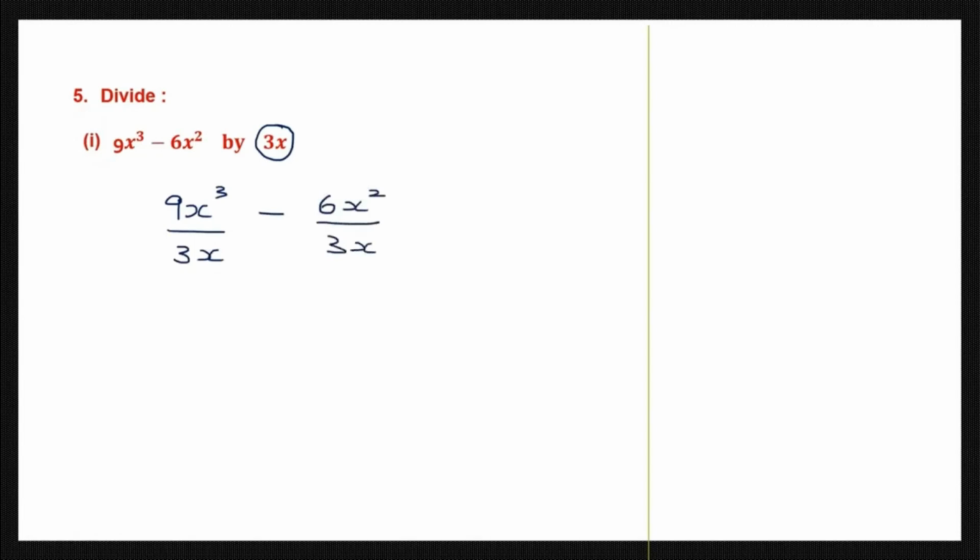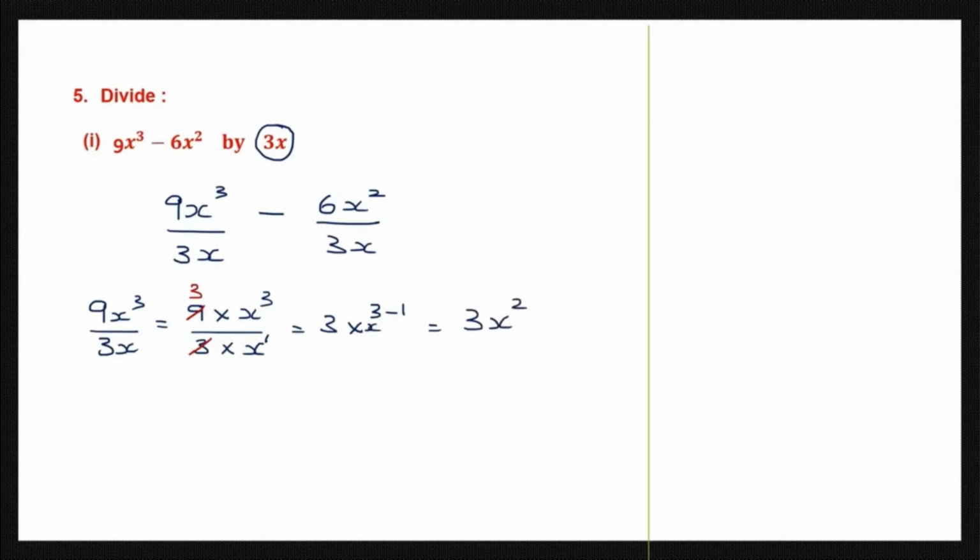So let's do the first portion, that is 9x to the power of 3 by 3x. Let's divide and see what we get. That will be 9 into x to the power of 3 by 3 into x. So cancel, 3 3s are 9. So that will be 3 into x to the power of 3, and here it's 1 minus 1. So this will be 3 into x, it is 3x to the power of 2. So here we have 3x squared.